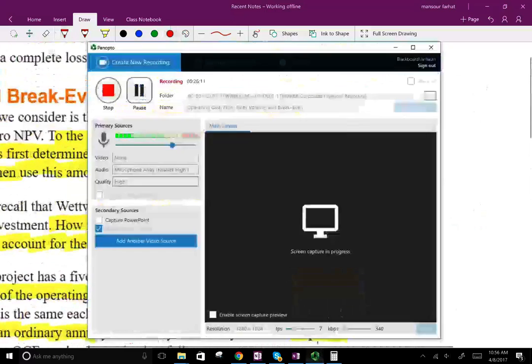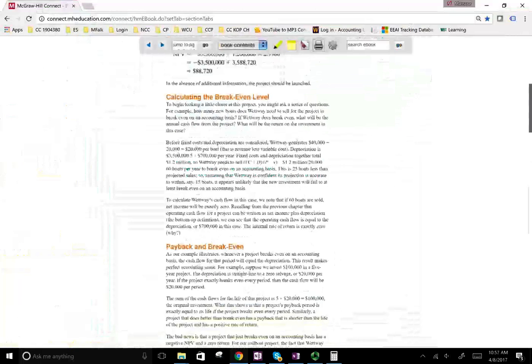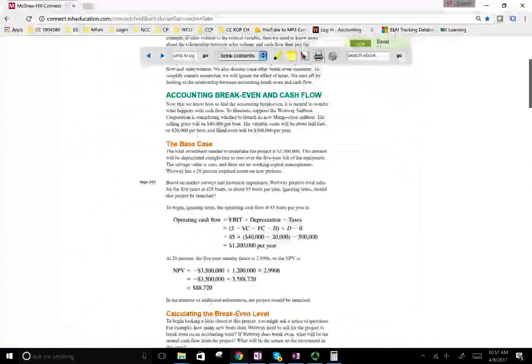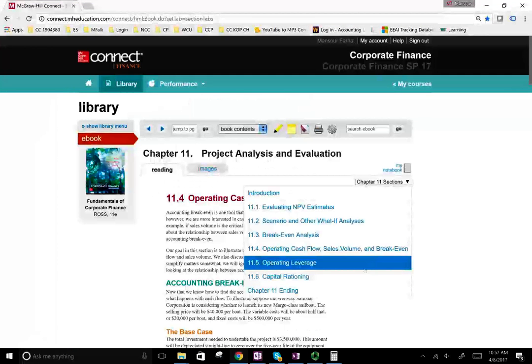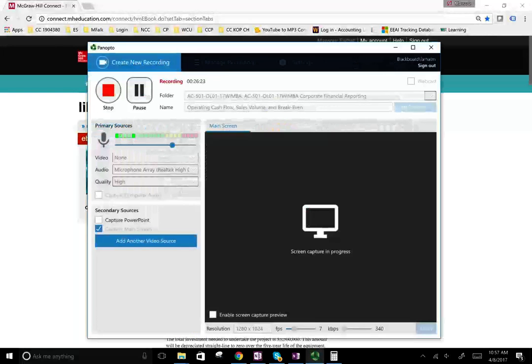Okay, so this is basically the end of this session. The next topic we're going to look at is operating leverage, which is going to rely on variable and fixed cost. If you have any questions, by all means, email me.